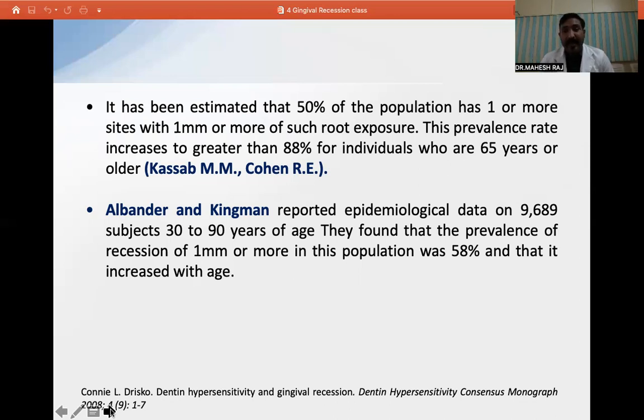It's more common, given by Kassab. Another study, Albandar and Kingman, reported epidemiological data on 9,680 subjects between 30 and 90 years of age. They found that the prevalence of recession of 1 mm or more in this population was 58%, and that it increases with age.